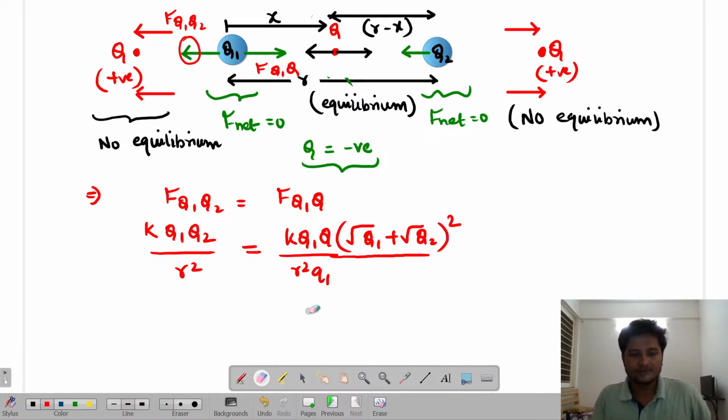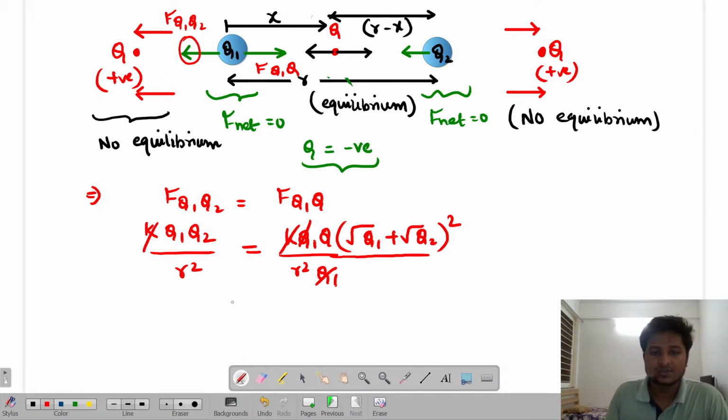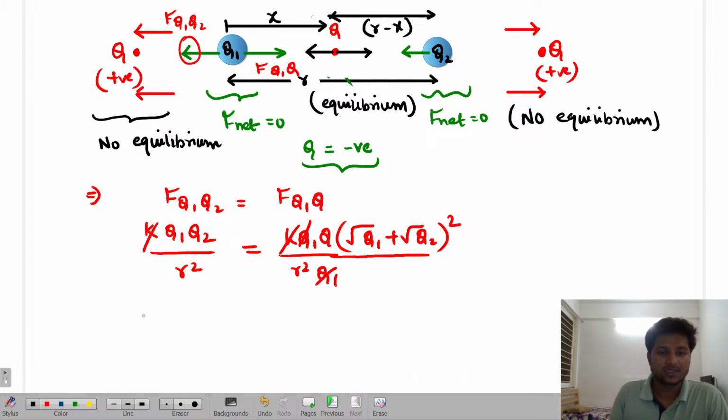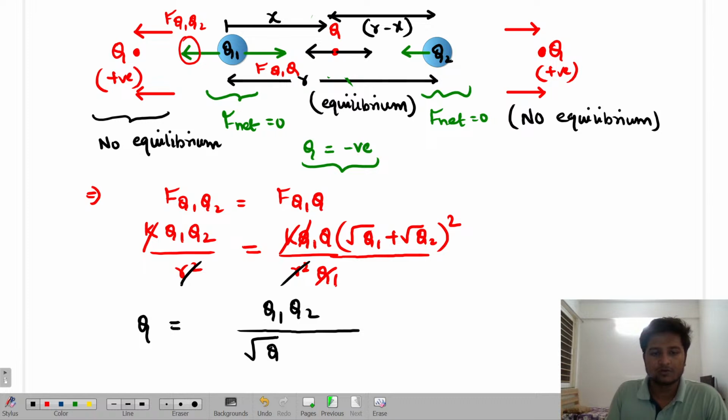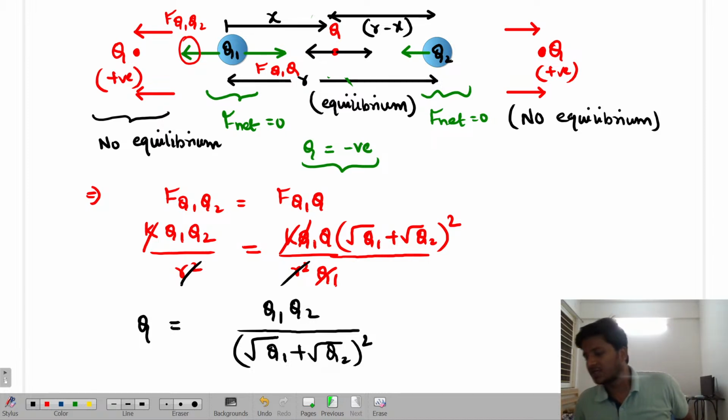So this makes our Q1 and Q1 got cancelled over here. K and K got cancelled. So therefore I got the relation of capital Q. The charge required is exactly equal to Q1 Q2, and R square also got cancelled. So it is Q1 Q2 divided by root over Q1 plus root over Q2, whole square. This is your relation for capital Q, which is required.